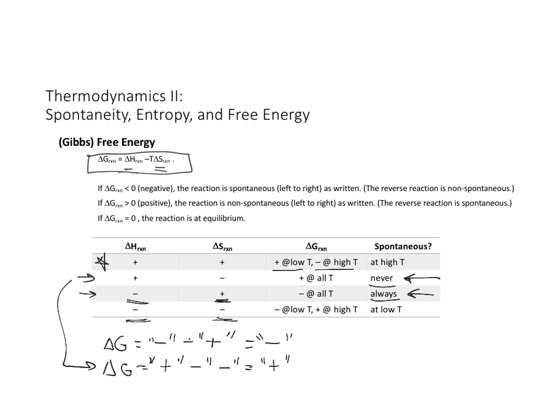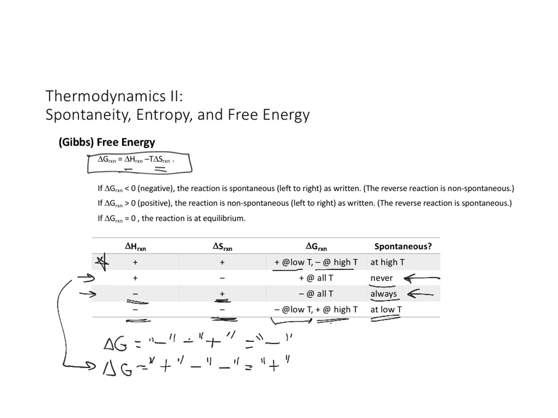The fourth case is when both are negative. It's an exothermic reaction, but it has a negative entropy change. Notice that's going to be negative when T is small because that's negative minus a negative. It will be positive at high T. That's a small negative minus a big negative is going to be a positive number.